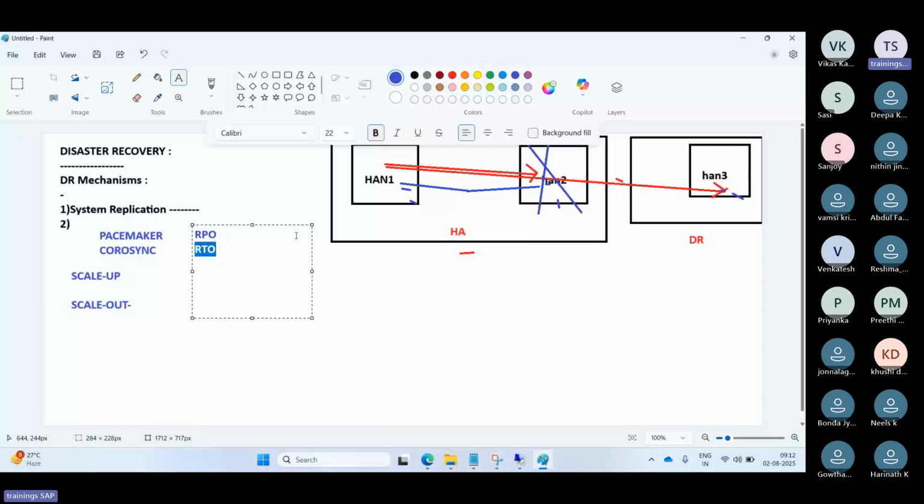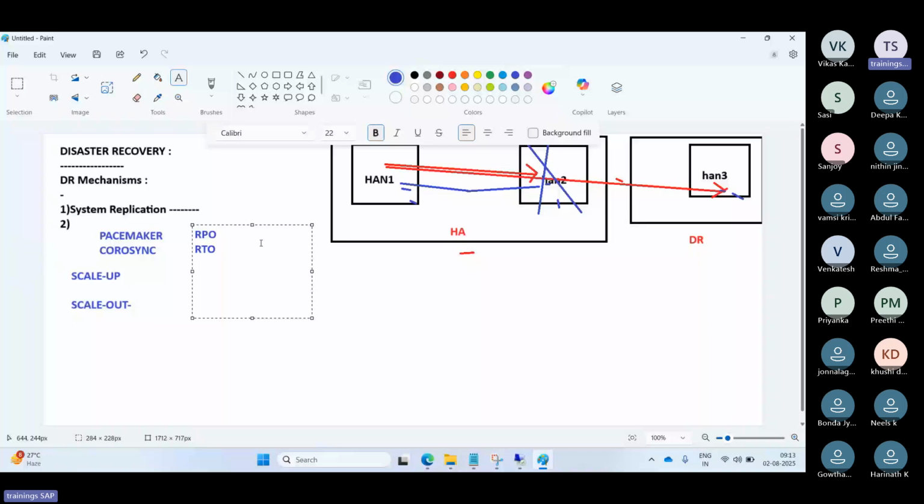RTO is normally 30 minutes. Your DR and HA solution must bring up the system within 30 minutes in case of failure, the system startup time here. So this concept, you should know what is meant by RPO and RTO, right? RPO means data loss and RTO means downtime: how much time it will take to recover the data and everything.